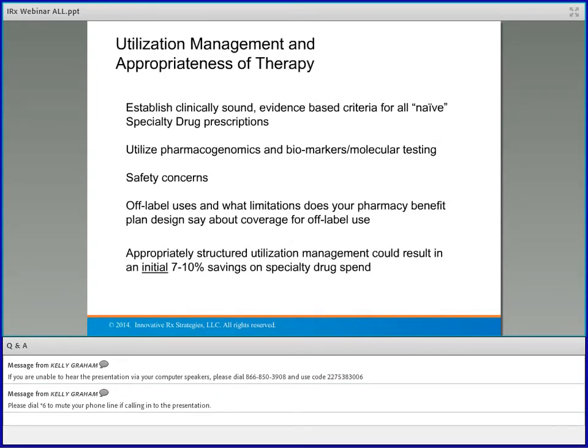Are they utilizing all that I mentioned before, the pharmacogenomics, biomarkers, molecular testing? A lot of the oncology drugs now are very specific to having certain genes and certain biomarkers in your system for them to work. If you don't have that, it's less likely that the medication is going to work. So all that is extremely important to have in place before it goes through.